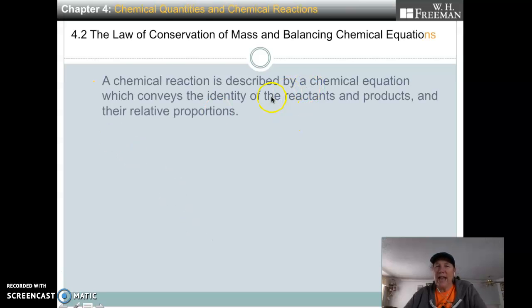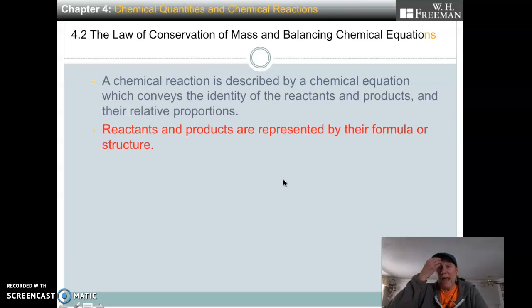Okay, so a chemical reaction, you describe it by writing out a chemical equation. And a chemical equation tells you what you started with, your reactants, what you produce, your products, and their proportions. And that's what the coefficients in front are. Okay, so reactants and products are represented by their formulas. You can write H2O instead of writing out water, which isn't a big deal, but some of them have really long names. So it's much easier just to write their chemical formula.